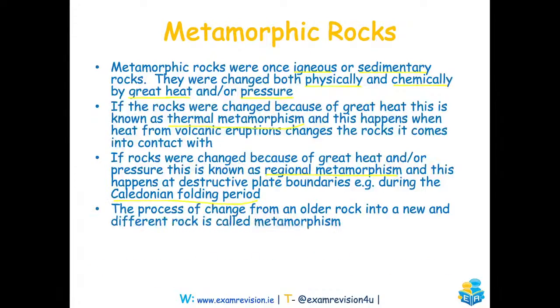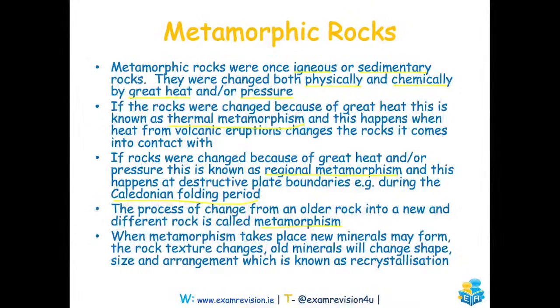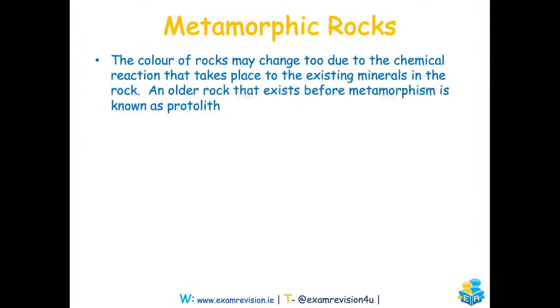The process of change from older rock into new and different rock is called metamorphism. When metamorphism takes place, new minerals may form. The rock textures change. Old minerals will change shape, size, and arrangement, and this is known as recrystallization. The color of rocks may change due to a chemical reaction that takes place to the existing minerals in the rock. An older rock that exists before metamorphism is known as protolith.